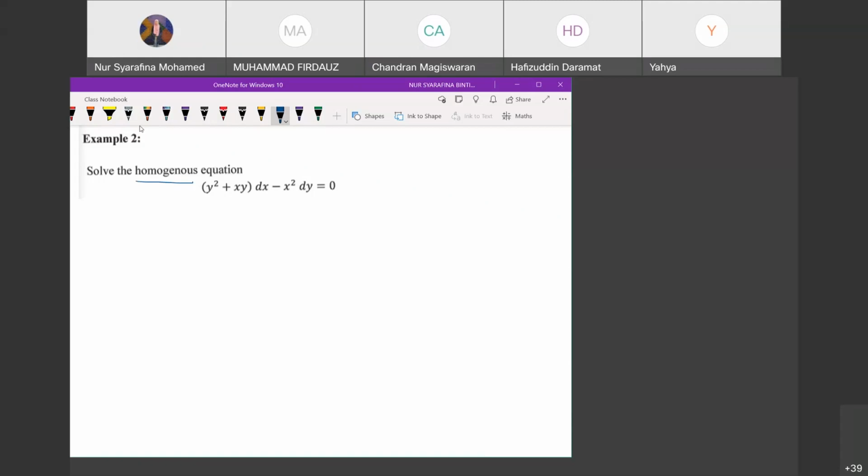F(lambda x, lambda y) equals to F(x, y). So now this is stated. The homogeneous equation here is stated, so no need to show. You know how to show already, right? So how can we solve this?